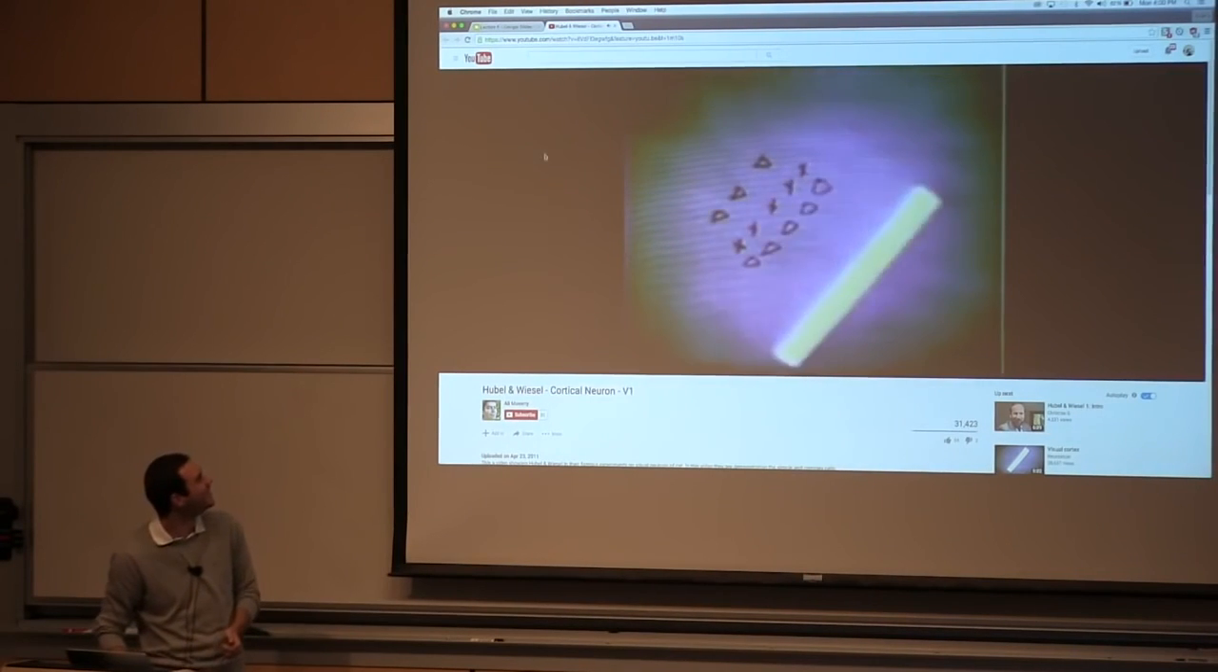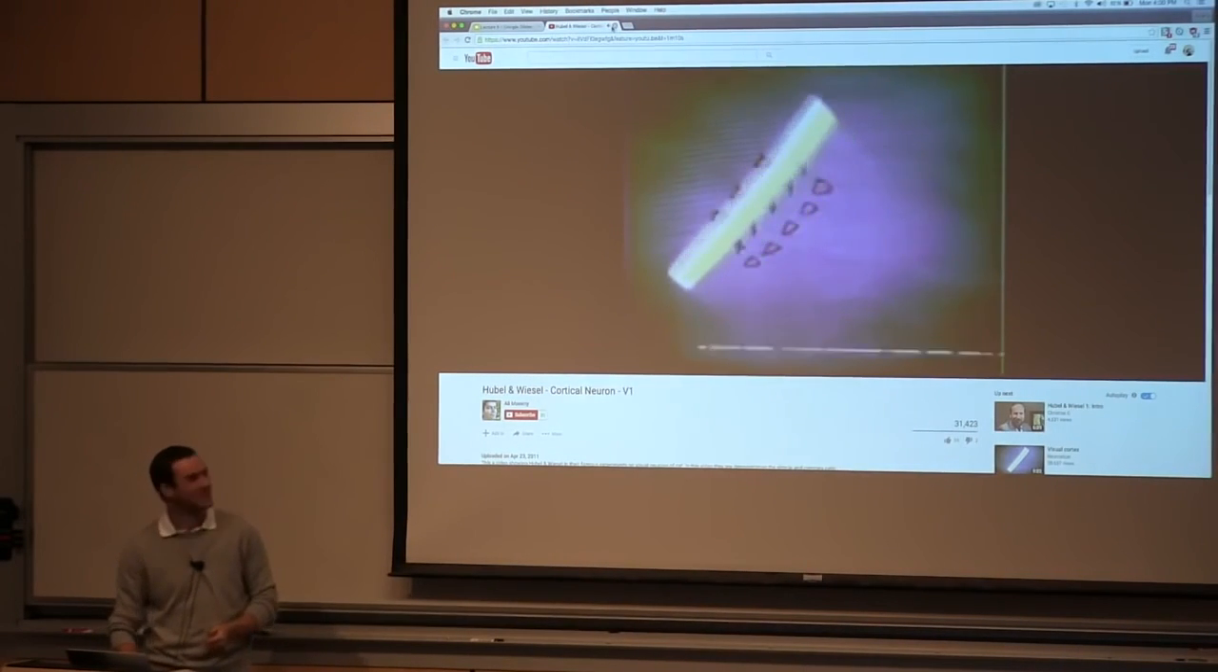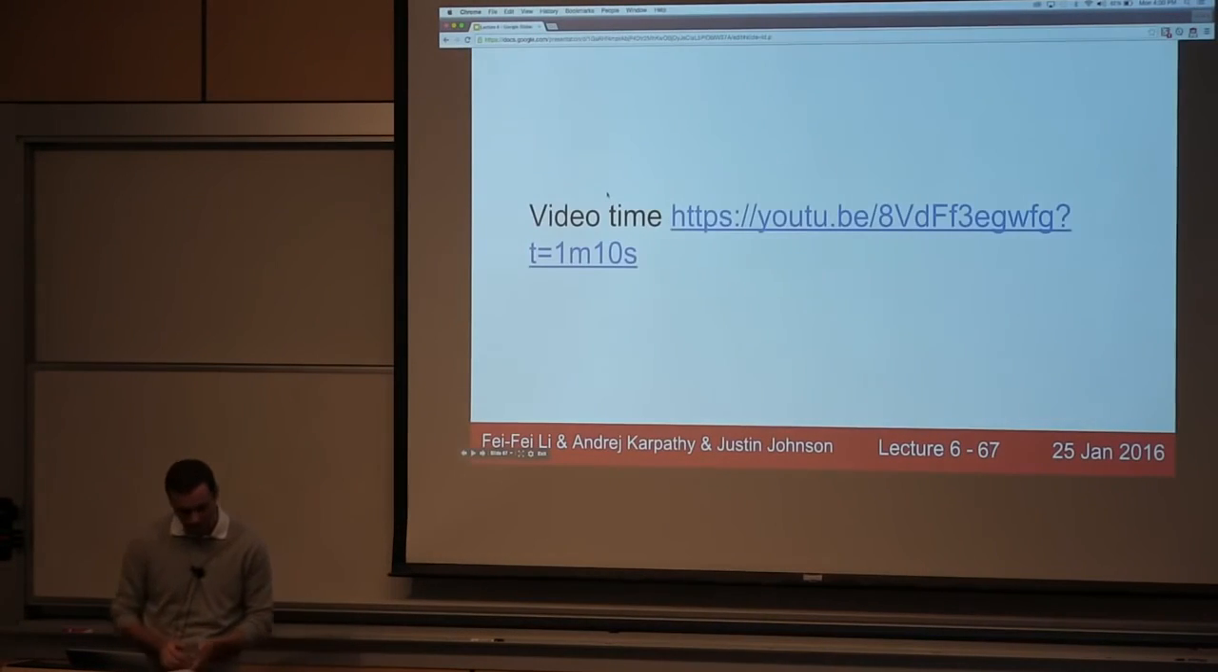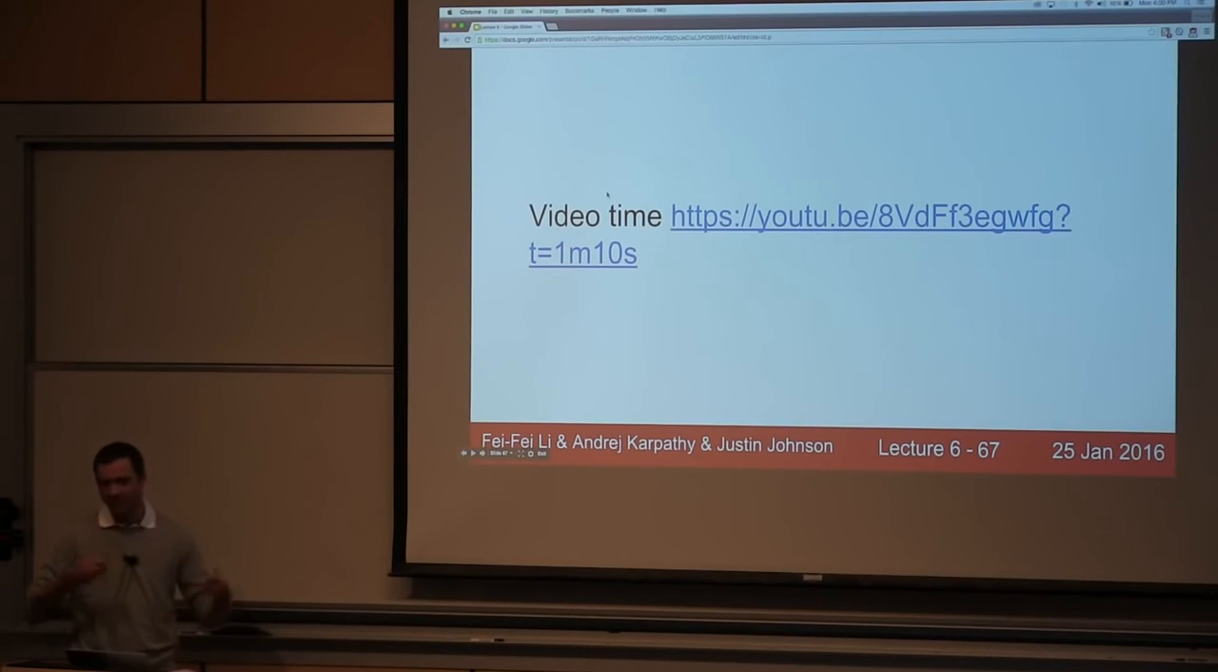Basically, for a long time, they experimented, and they came up with a model of how the visual cortex processes information in the brain. And they found several things that ended up leading to their Nobel Prize.